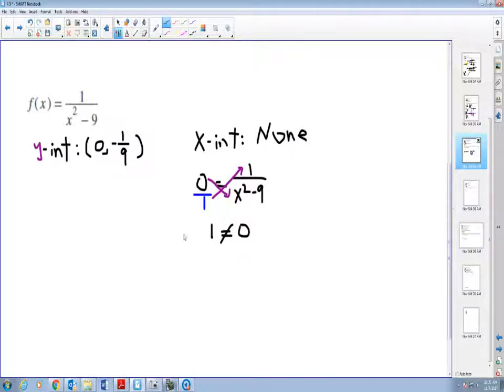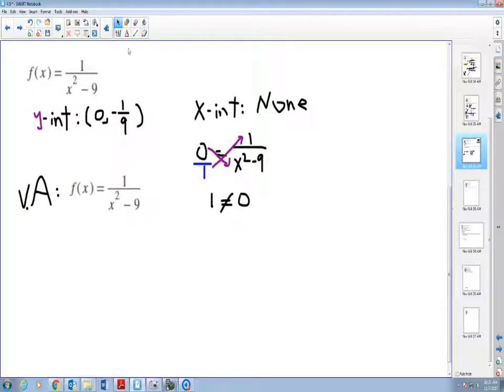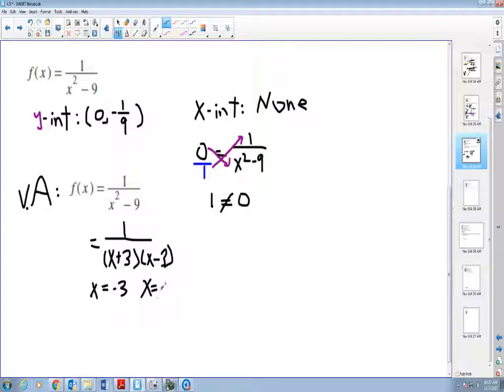Alright, vertical asymptote. Set my factors. If I factor this, that would just be 1 over x plus 3 times x minus 3. Since the numerator and denominator cannot cancel out, I will set each factor equal to 0. So that will tell me my vertical asymptotes: x equals negative 3 and x equals positive 3. So I have 2 vertical asymptotes that are going to divide my function into 3 different parts. Horizontal asymptote. This time the degree of the numerator is 0 again, x to the 0 power, which is less than x squared down here. So again, y equals 0, the x-axis, will be my horizontal asymptote.